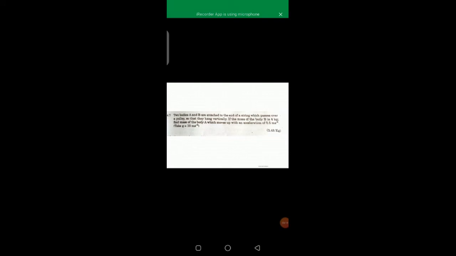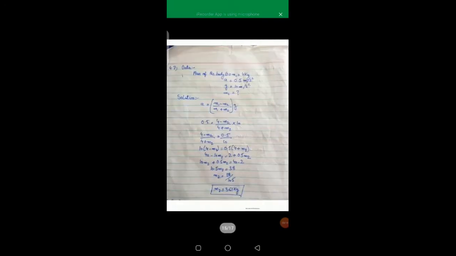Here, the two bodies are hanging, this is case 1. So we will put the formula of case 1 and find out the mass of m2. We will just place the values in this formula and we will find out the value of m2.